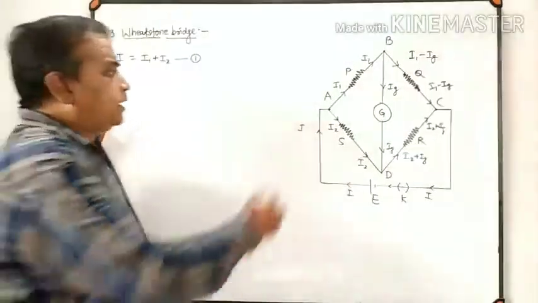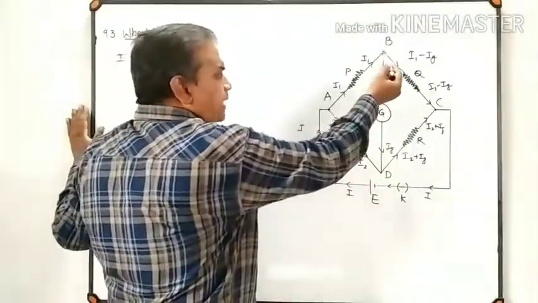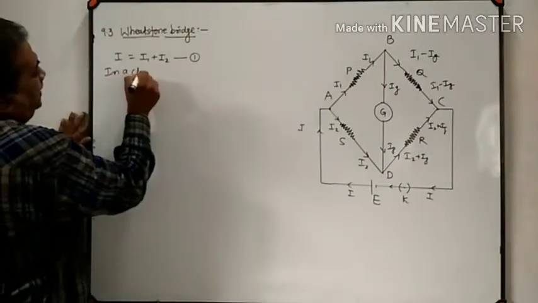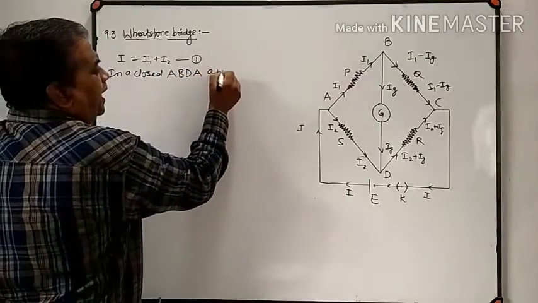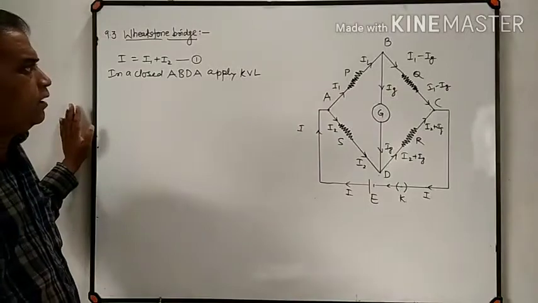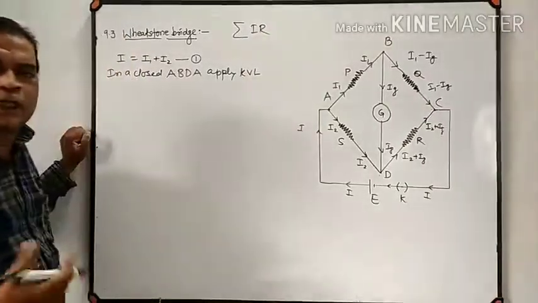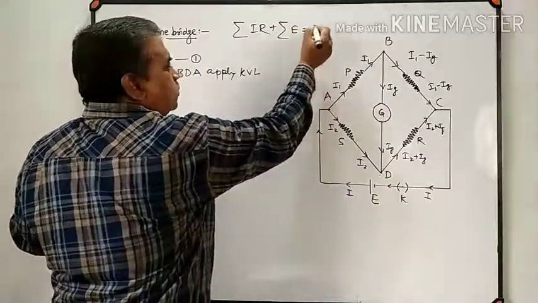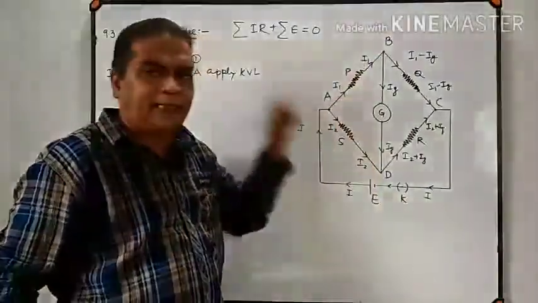Now, in a closed loop, you can consider any closed loop A, B, D, A. In the closed loop A, B, D, A, apply Kirchhoff's voltage law. In the last period we had seen Kirchhoff's voltage law. What is Kirchhoff's voltage law? The algebraic sum of potential differences and electromotive forces in a closed loop is equal to 0. Apply Kirchhoff's voltage law to the closed loop A, B, D, A.